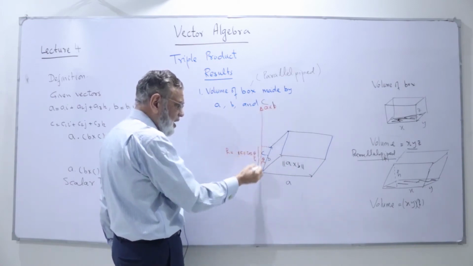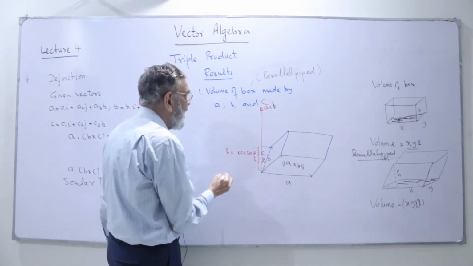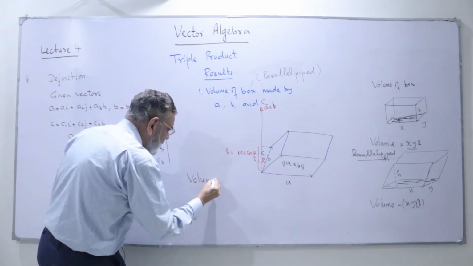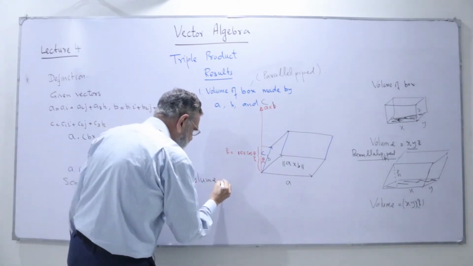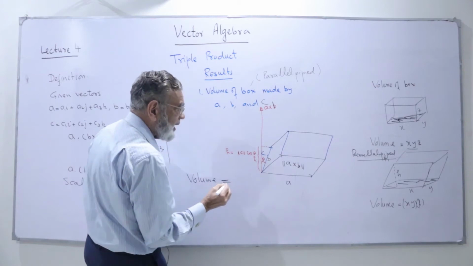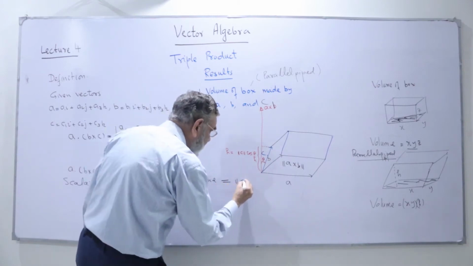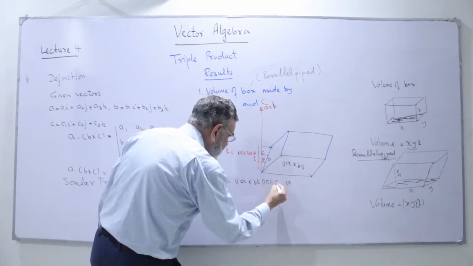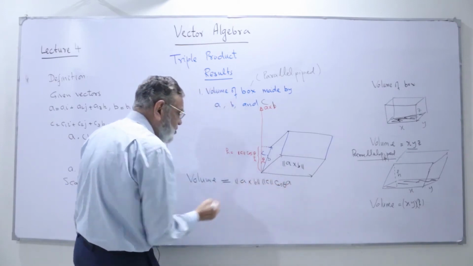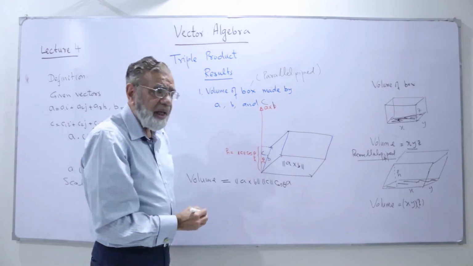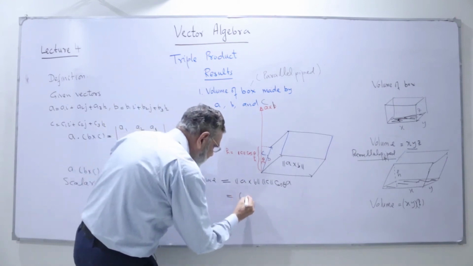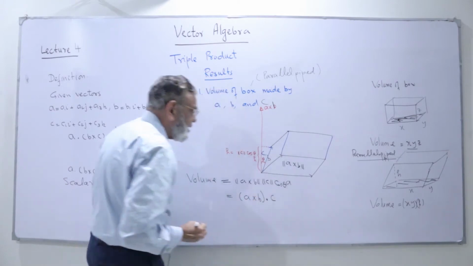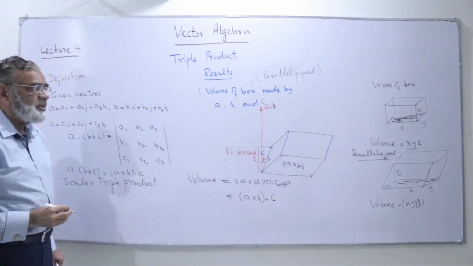This angle is theta. This along this one is cosine theta. So this is my height. So we say the volume of the parallelepiped is equal to, I can have here A cross B, and here is C cosine theta. So I use my definition of the dot product. I can just write this as A cross B as a vector dot C, the scalar triple product, that will give me the volume of the box.